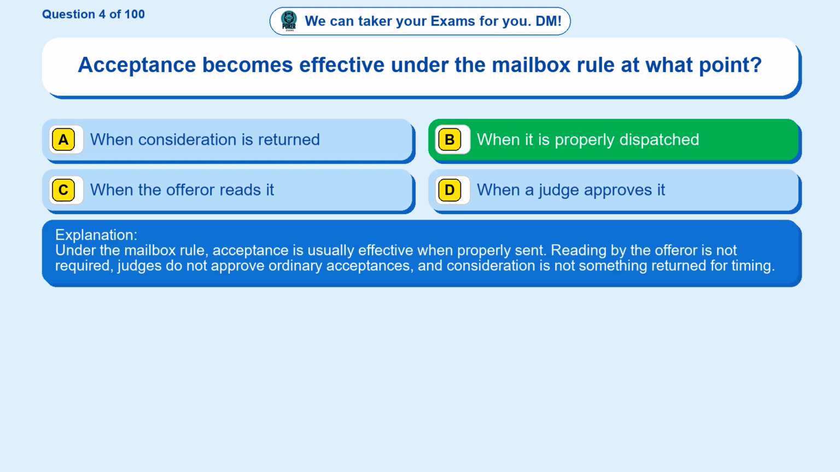Under the mailbox rule, acceptance is usually effective when properly sent. Reading by the offerer is not required, judges do not approve ordinary acceptances, and consideration is not something returned for timing.